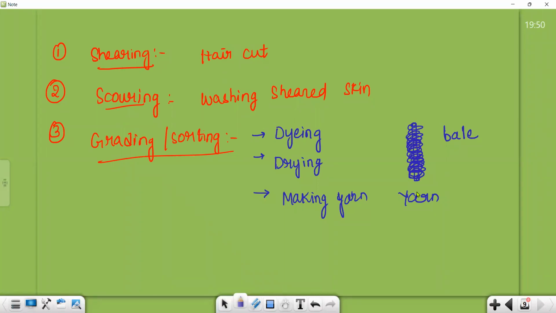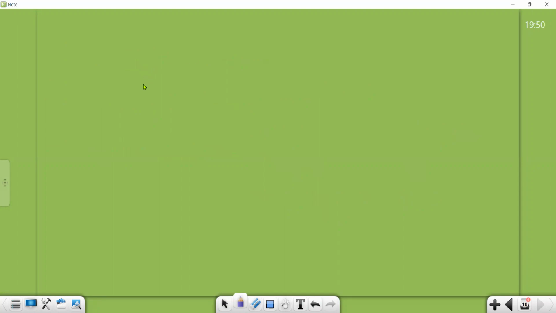Next, wool is also obtained from other animals. From the Angora goat we get the mohair fiber. Mohair fiber is obtained from the Angora goat, and Angora wool is obtained from the Angora rabbit.